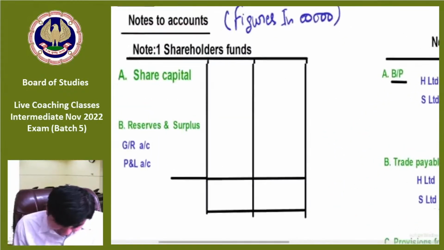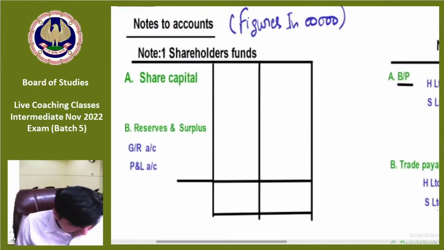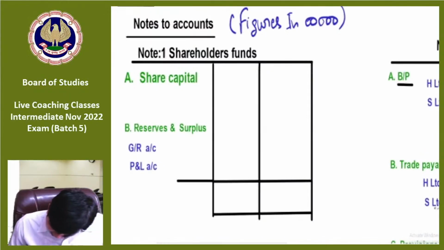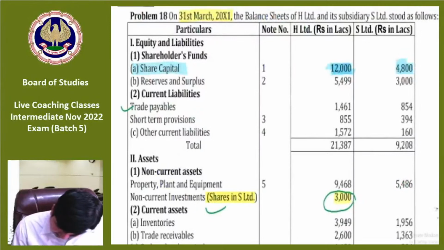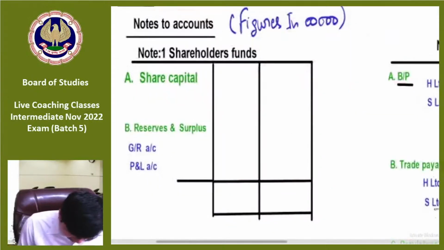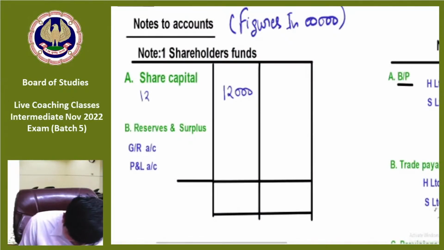Holding company share capital is here, and we have to post it here. Share capital consists of rupees 10 each, which means 1200 equity shares. This is the figure, 12,000 lakh. You will be able to see in the notes of accounts also, equity share of 10 each.